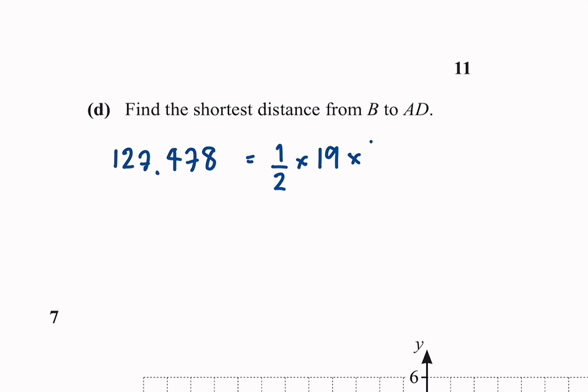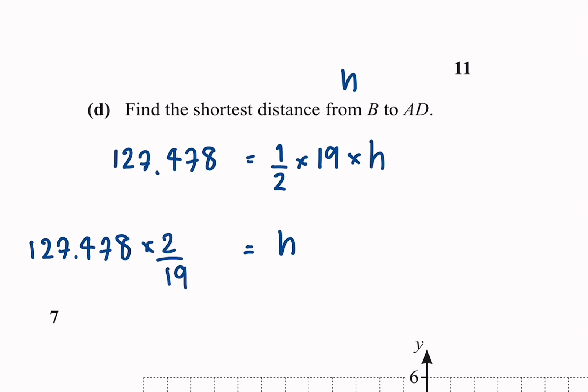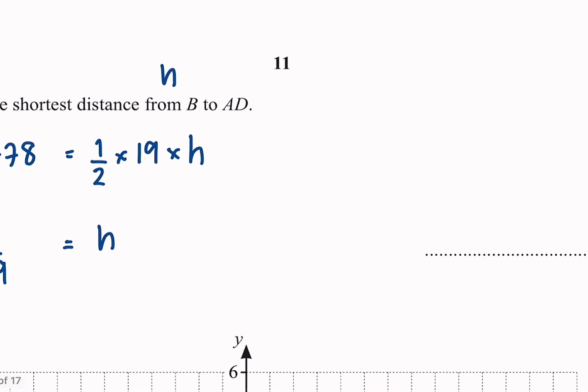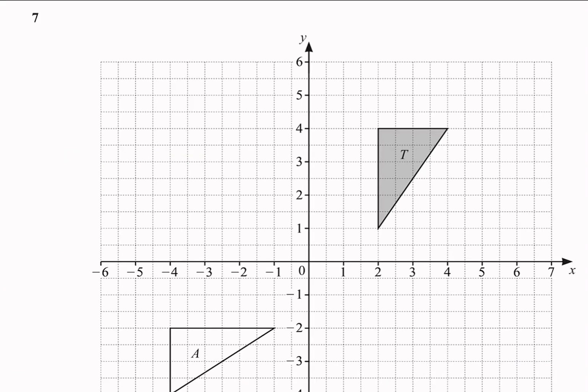Therefore, the answer will be 127.478 multiply 2/19. This will be 13.419 meter.